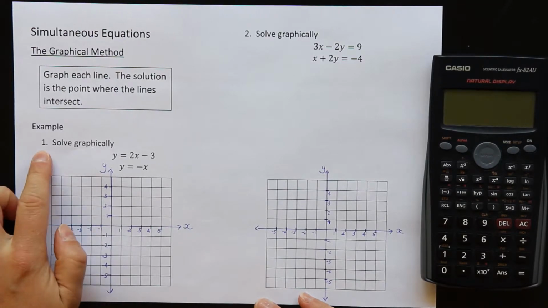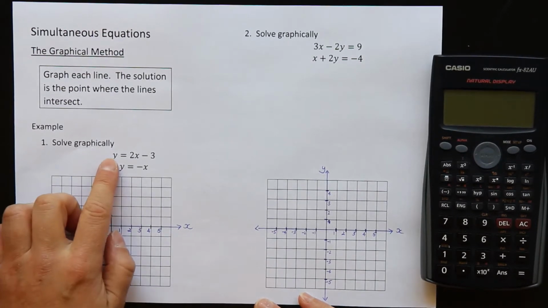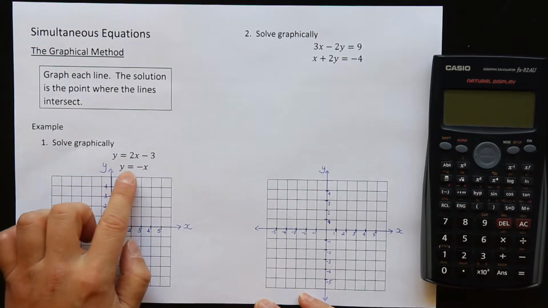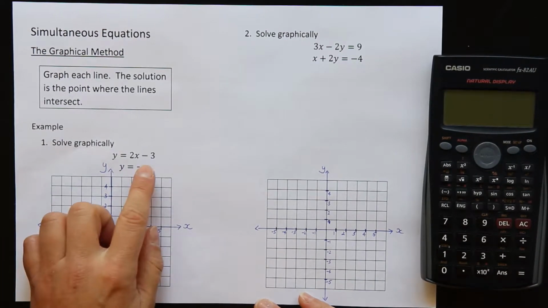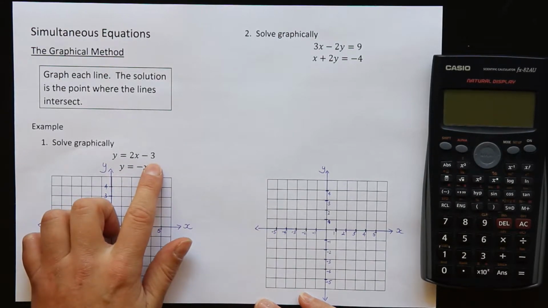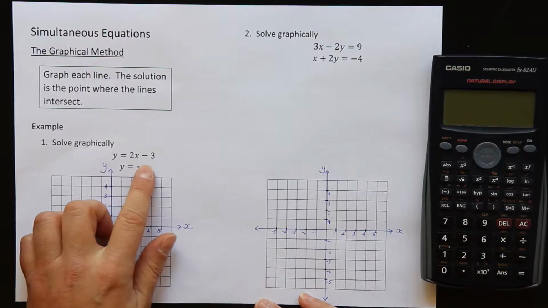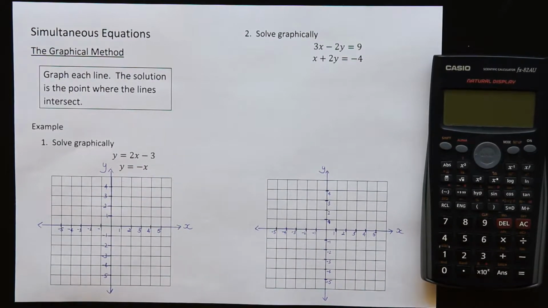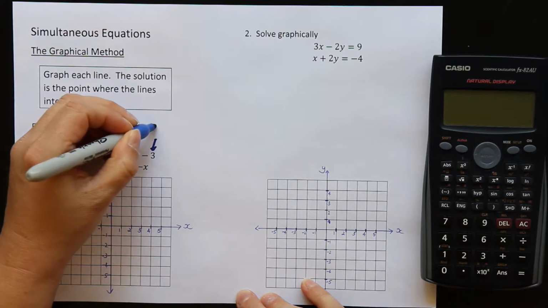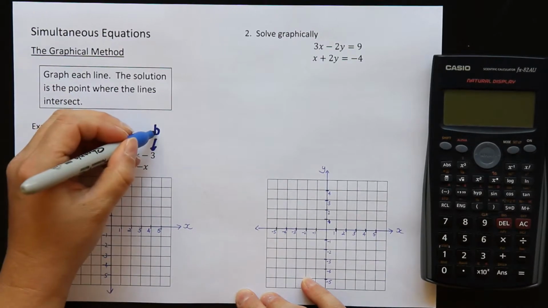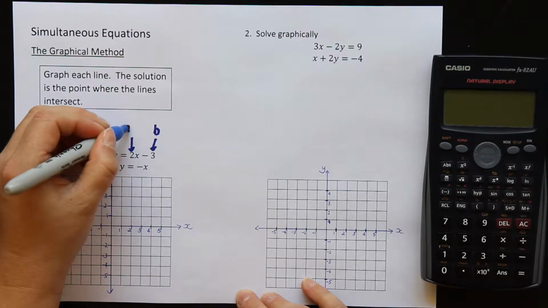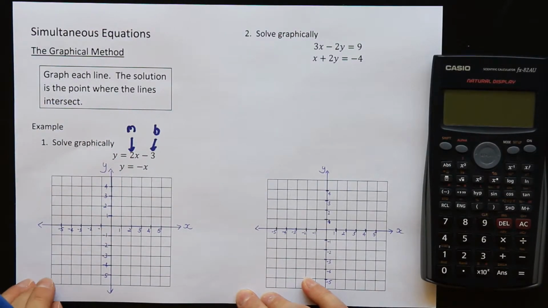So my first question here, I have two equations, y equals 2x minus 3 and y equals minus x. Now this equation is in the form y equals mx plus b. Hopefully you've heard of that before, where the number on the end, the minus 3 here, we call b, which is our y-intercept. The number in front of the x, which is a 2, is m, our gradient.